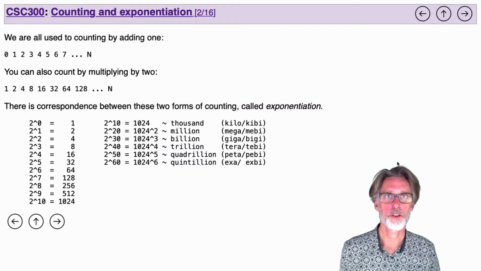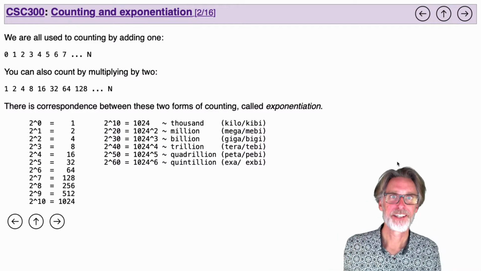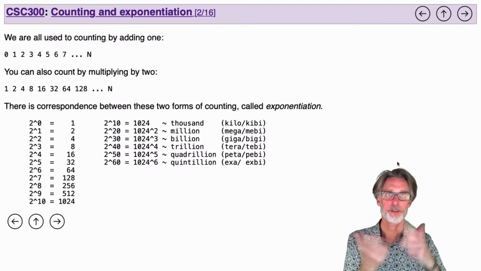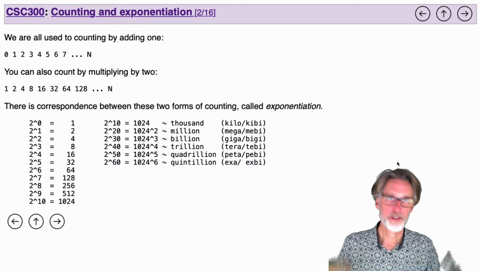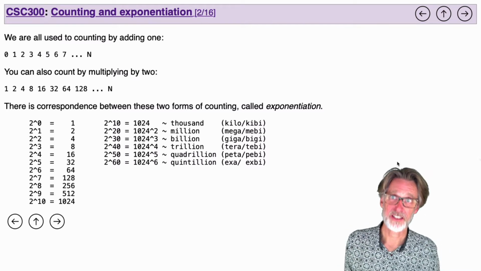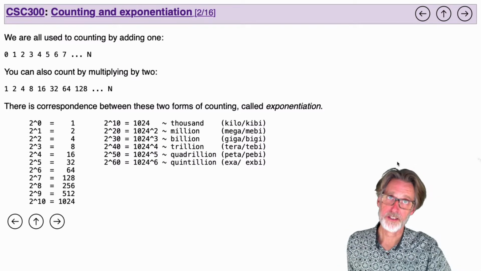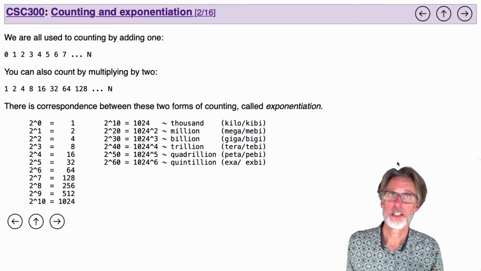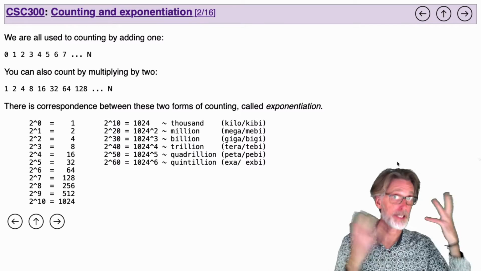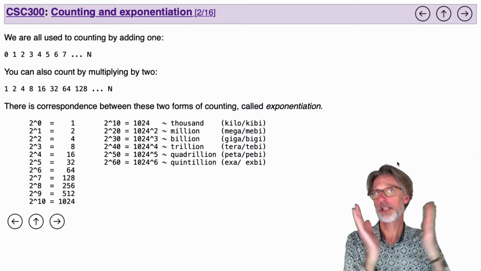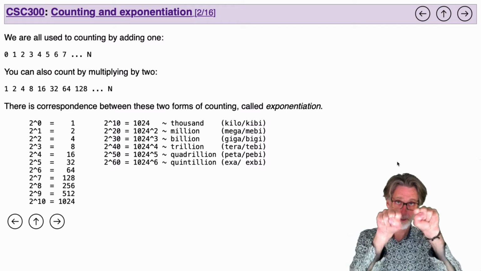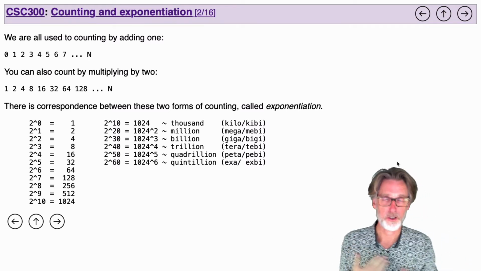I want to talk to you about counting. We all know how to count. You go 1, 2, 3, 4, 5. That's counting by addition. We're always adding 1 to the previous number. And thank you, ancient people, somebody invented 0 and even negative numbers. So we can actually usually start at 0: 0, 1, 2, 3, etc.